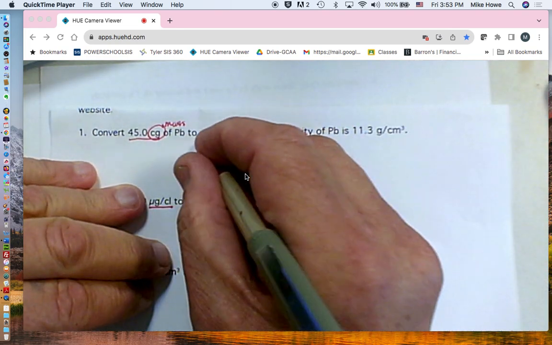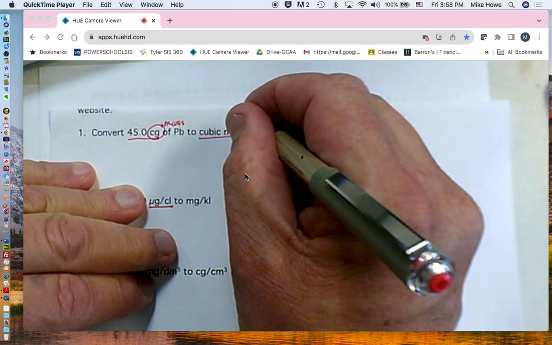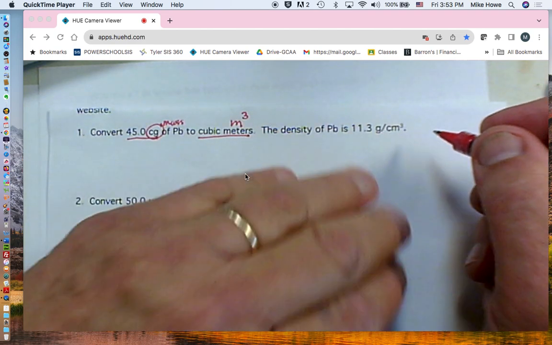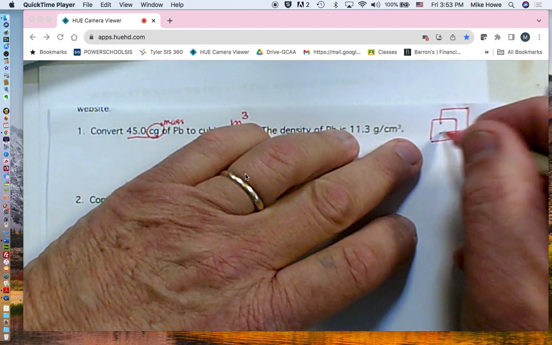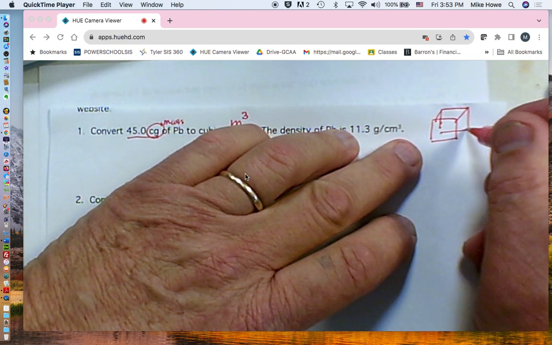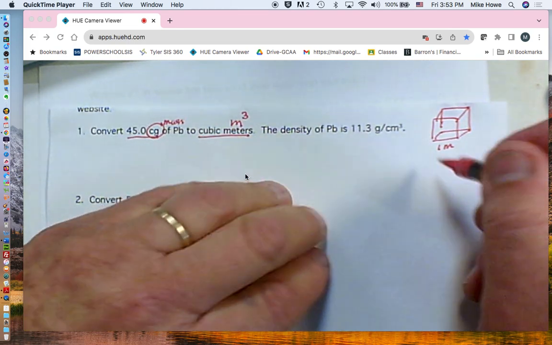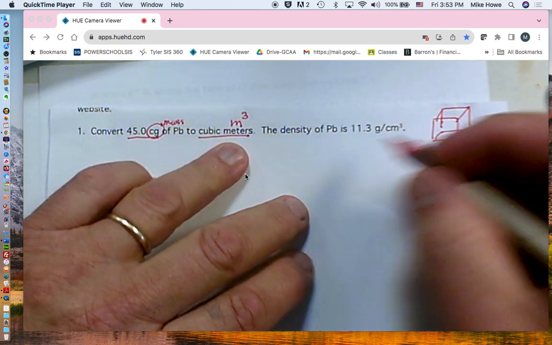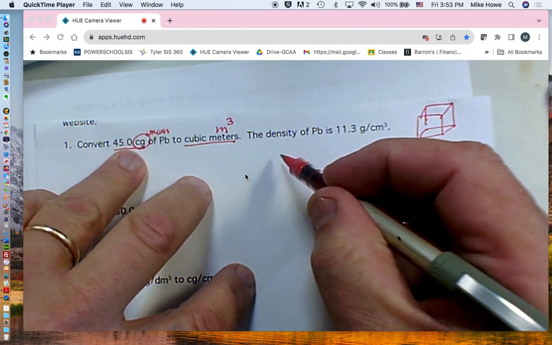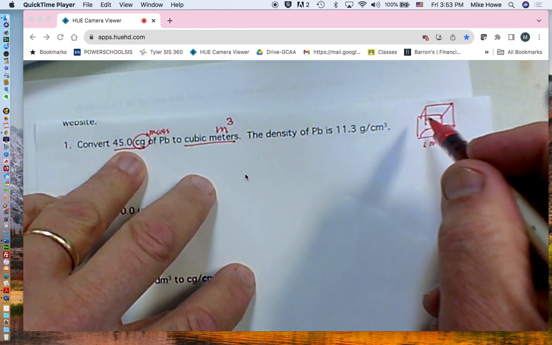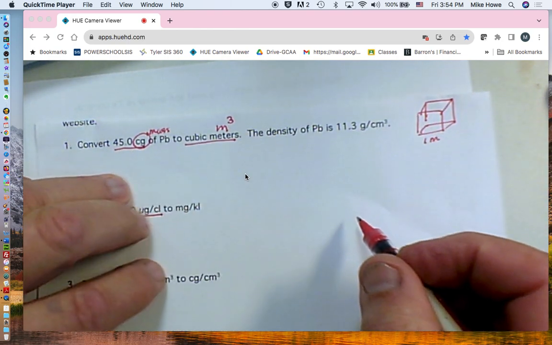And we're looking to find cubic meters. So cubic meters means m to the third power. If I draw a picture for you, this is a cube, and if it's a cubic meter, then it's 1 meter on each side. So we're wondering how many cubic meters this 45 centigrams would occupy. My guess is the answer is going to be significantly less than 1, because 45 centigrams is only 45 hundredths of a gram, so it's not very much.